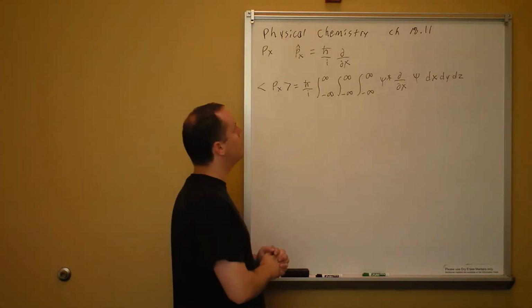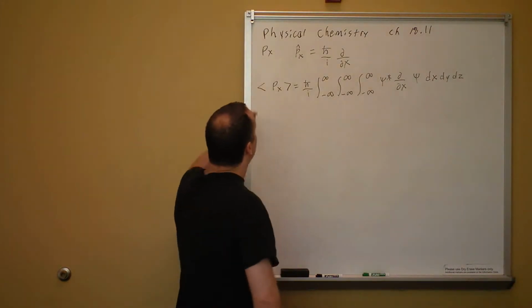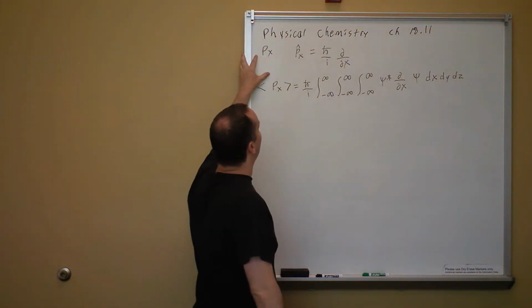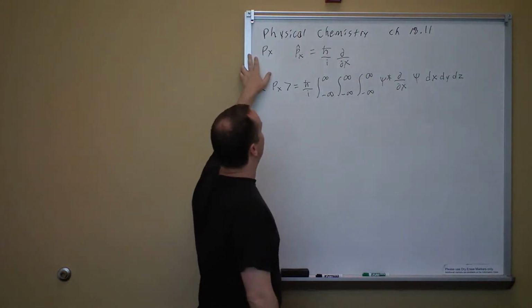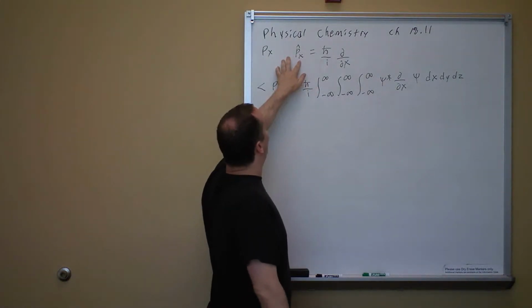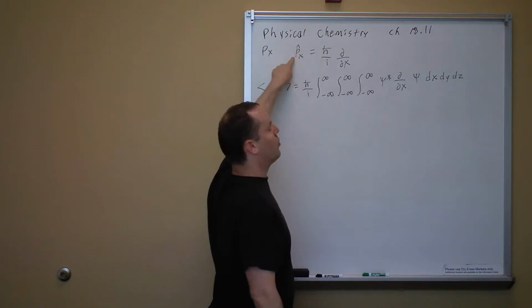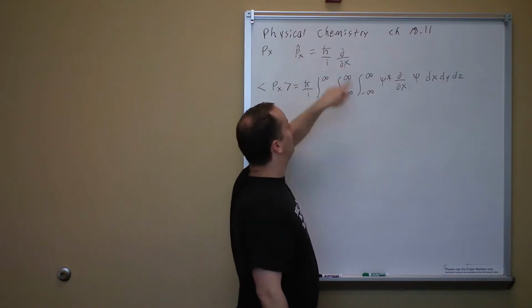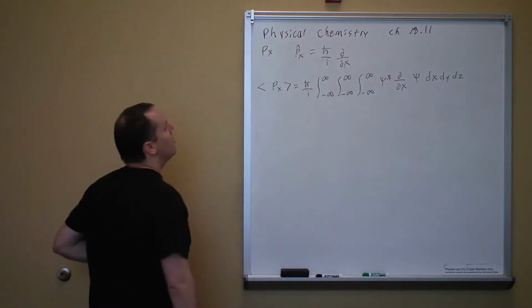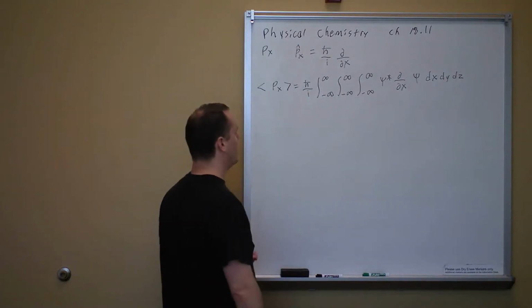Continuing on physical chemistry, chapter 18, section 11. We already talked about different operators in quantum mechanics. One of them, our observable, was the x component of momentum, called p hat of x, and that's equal to h bar over i times the first derivative with respect to x. So this is how you would do it with an actual system.